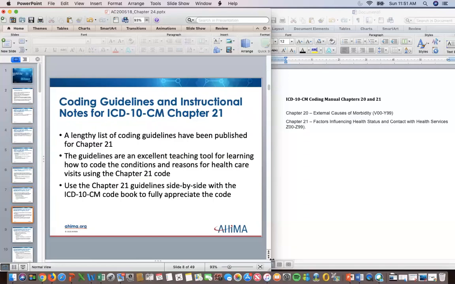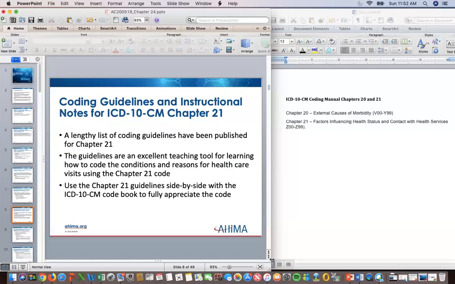A lengthy list of coding guidelines has been published for Chapter 21. The guidelines are an excellent teaching tool for learning how to code the conditions and reasons for healthcare visits using Chapter 21. You'll notice that if you are a well person coming into a clinic, they are probably going to be utilizing a lot of these codes. Maybe I'm coming in for a follow-up, so you're going to use a follow-up examination after treatment, if it was a malignancy, a Z09, etc.